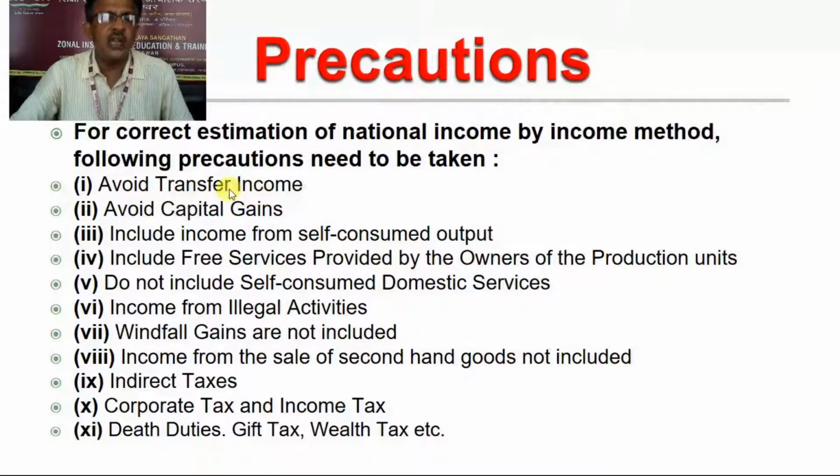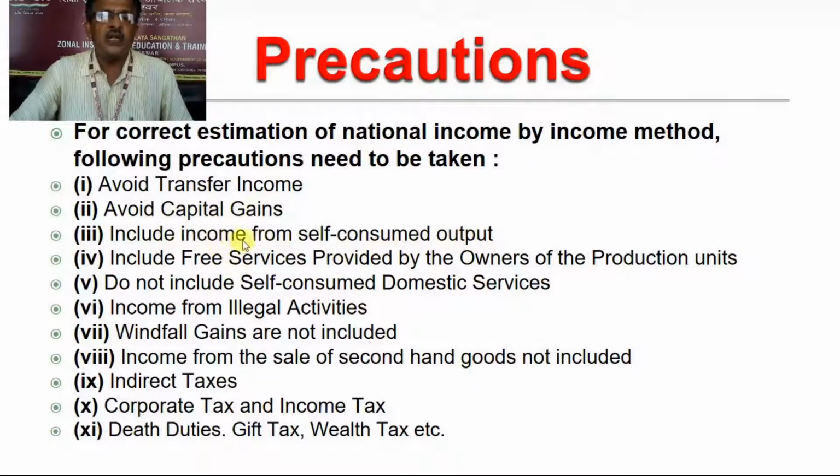It is a unilateral payment. And avoid the capital gains. Capital gains are the income for the individuals from the debentures and shares, etc. So it cannot be a part of national income. Include income from self-consumed output.